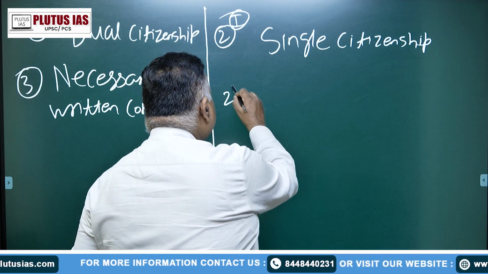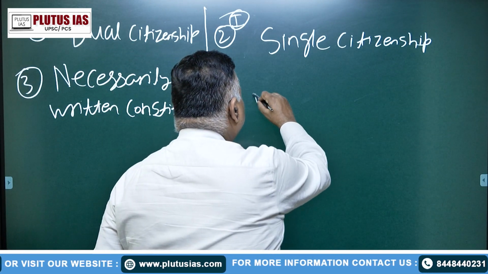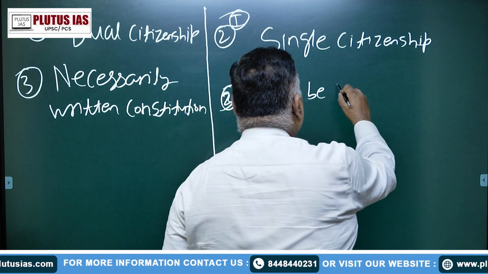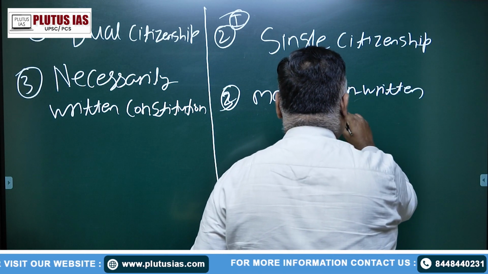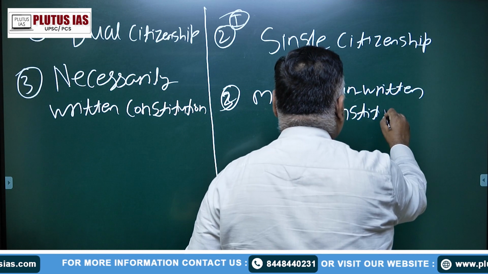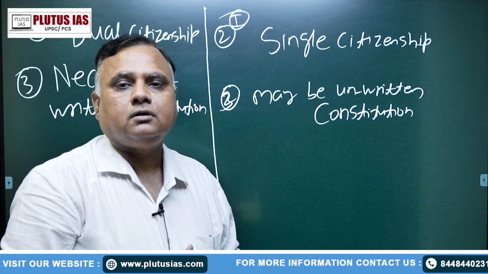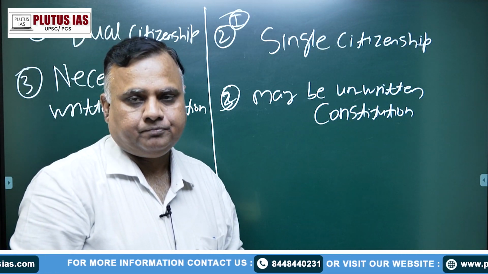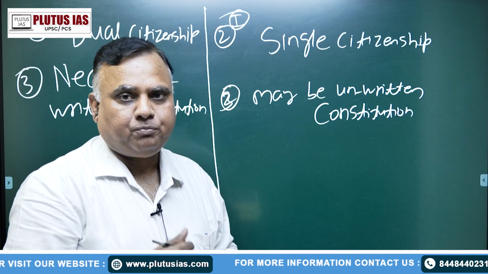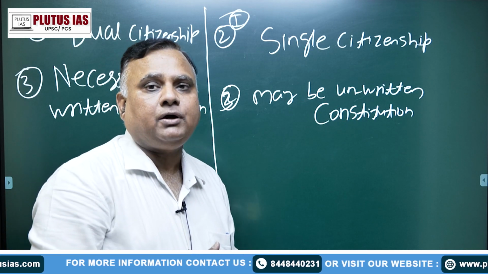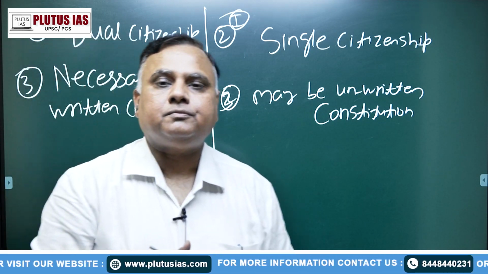But in unitary polity, there may be a written constitution, but may be an unwritten constitution. For example, England is not having a written constitution. So states cannot claim their rights by moving to the court. They will have to approach the same center which encroaches their powers. But in federal polity, there is necessarily a written constitution.